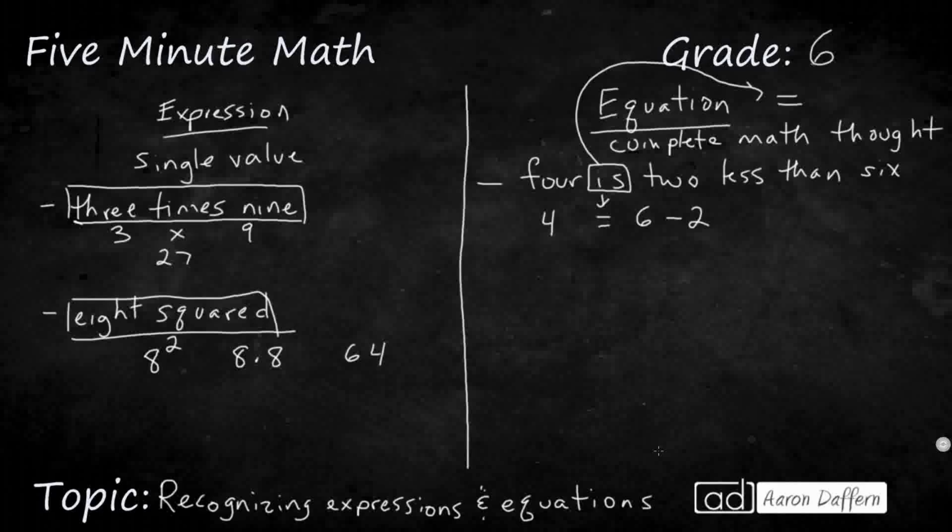But you notice what this expression is missing. It does not have an equal sign. So that's the difference. An expression does not have an equal sign, whereas an equation does. So what is a different way to write it in words? Well, sometimes they will just say straight out loud, equals, and they'll put that in the actual sentence itself.